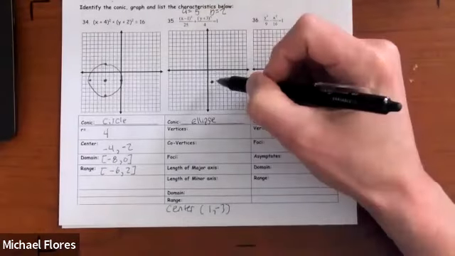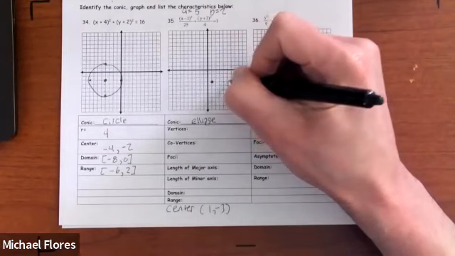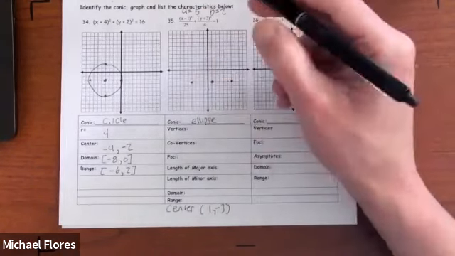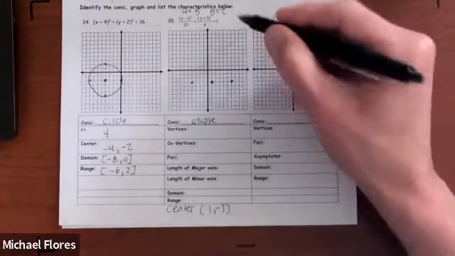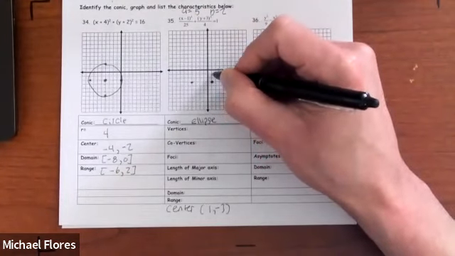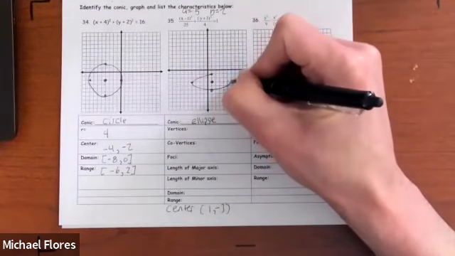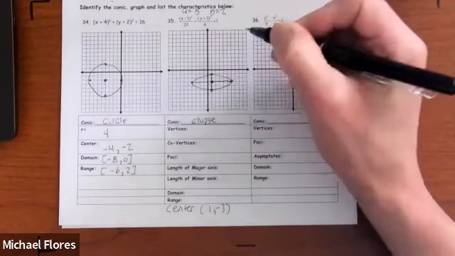So from the center, since this is going to be a horizontal ellipse, we want to go right 5: 1, 2, 3, 4, 5, and left 5. Those are our vertices. To do our co-vertices, from the middle point, go up 2, down 2, and graph. There's our major axis. There's our minor axis.